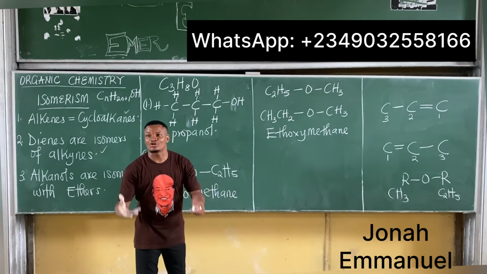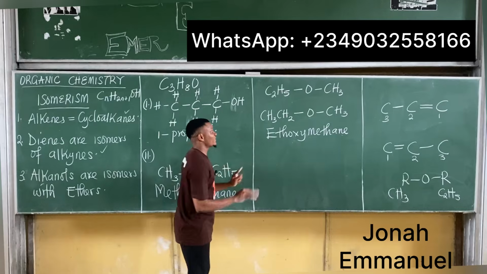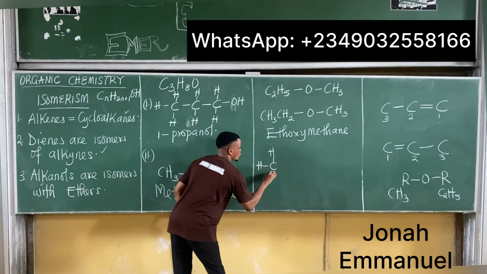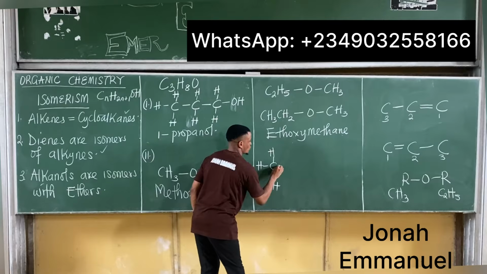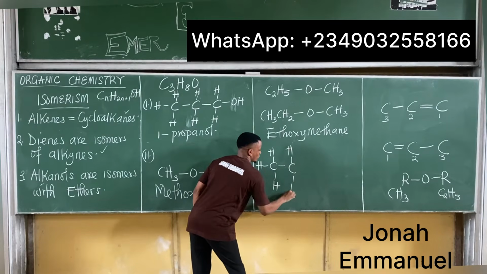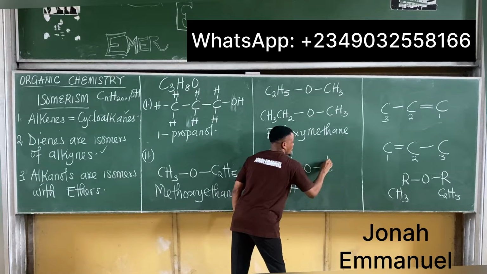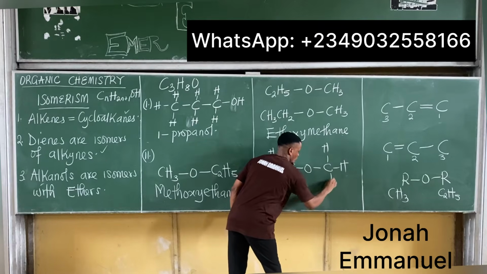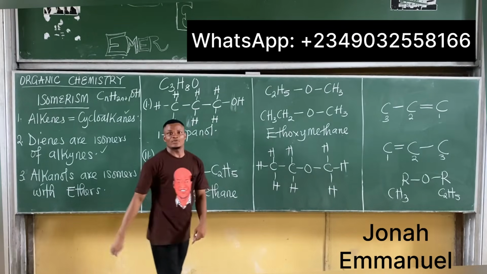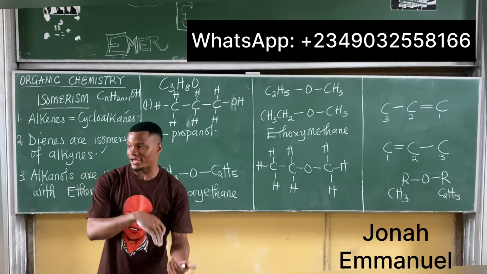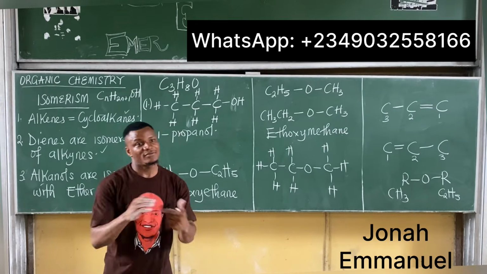Now, hold on. Since they say draw the structure, don't give it like this. Give it like this instead. This one becomes C1, 2, 3, CH2, C1, 2, oxygen, O, C1, 2, 3. So here is what you should have. This is the difference between a methoxyethane and an ethoxymethane.